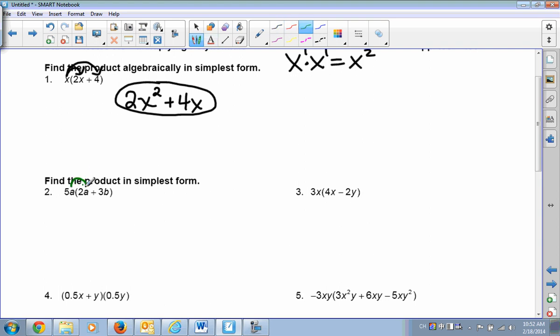Distribute 5a times 2a. It's not 10a. 10a squared. So I heard 10a, I heard 7a, and I heard 10a squared. So I heard 3 different answers, y'all.